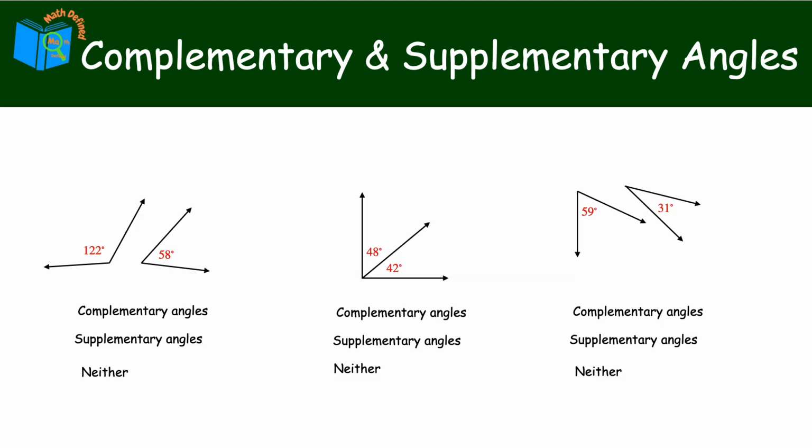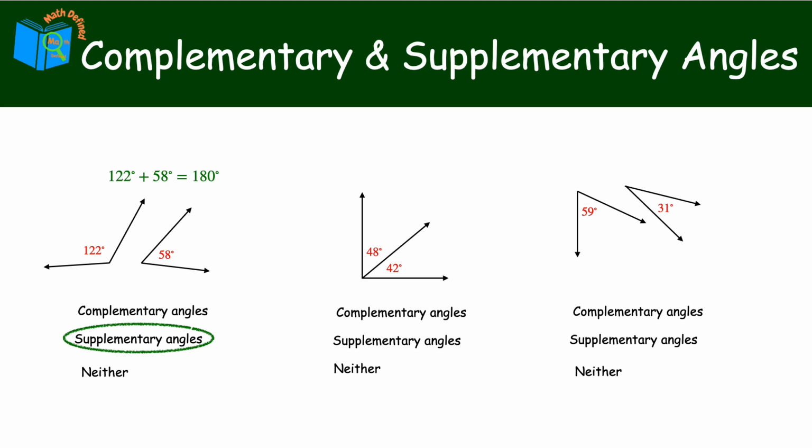What about these three examples? What types of angles are they? The first example has two separate angles. Let's find the sum of their angle measures. 122 degrees plus 58 degrees is 180 degrees. So these are a pair of supplementary angles. Remember, complementary and supplementary angles do not have to be adjacent to each other or share a common vertex.